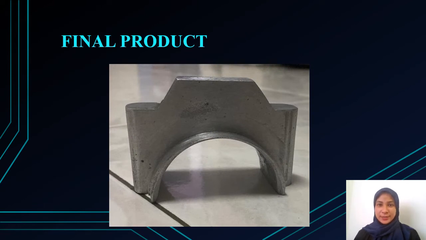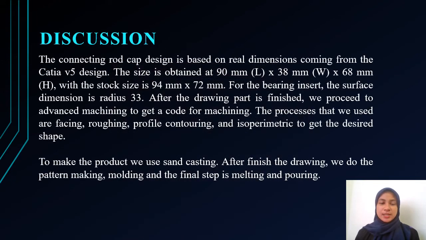Hi and Assalamualaikum. My name is Wan Salwani binti Zamani and I will present the final product, discussion and conclusion. This is the final product of this project, which is the connecting rod cap. The connecting rod cap design is based on real dimensions from the CATIA V5 design. The size obtained is 90 mm for length, 38 mm for width and 68 mm for height, where the stock size is 94 mm by 70 mm.